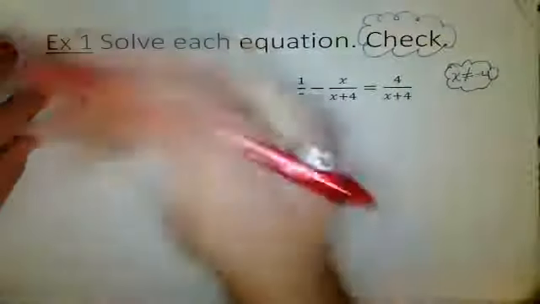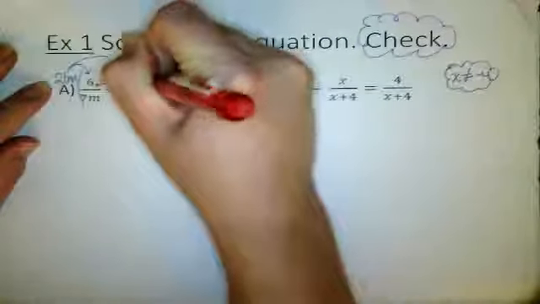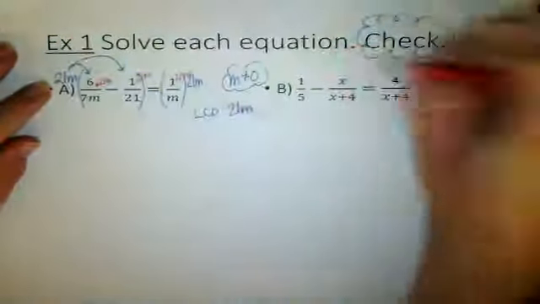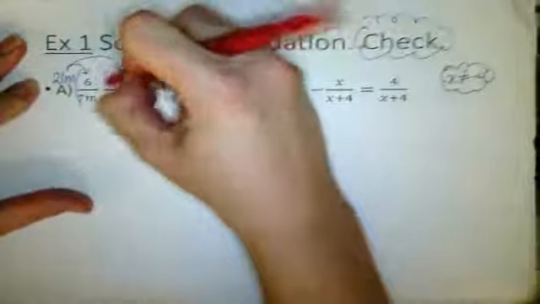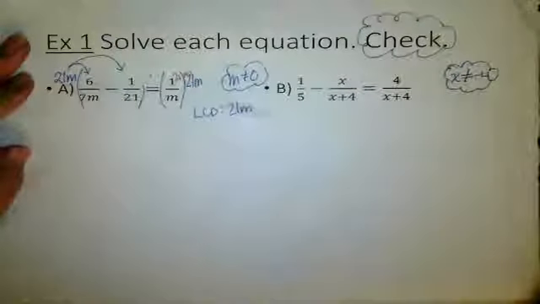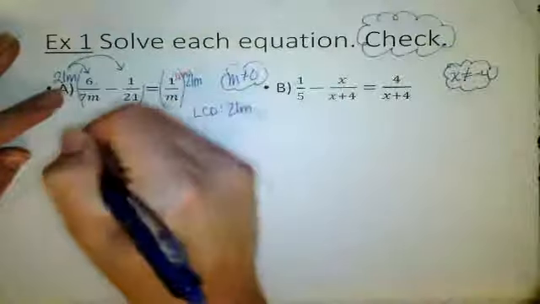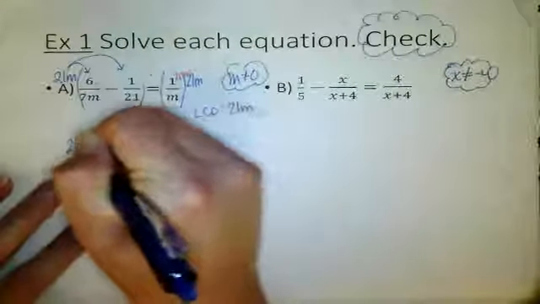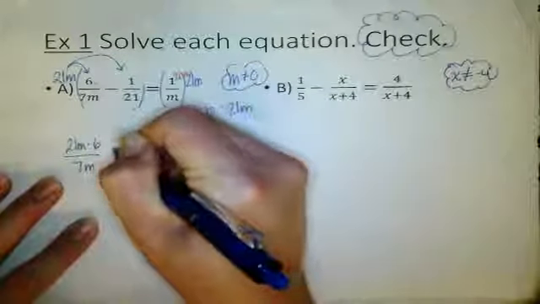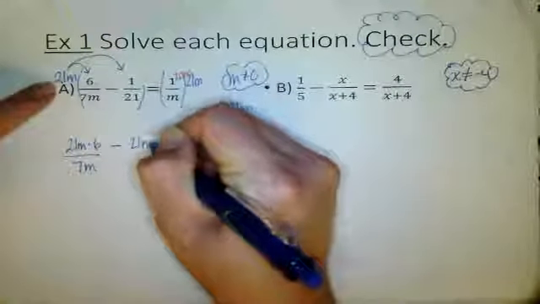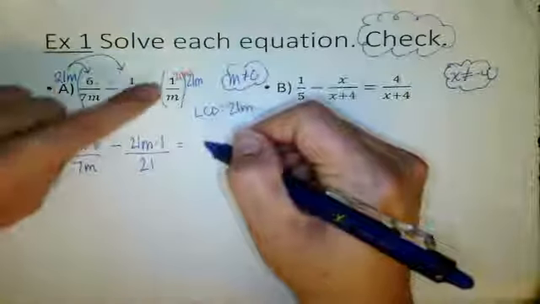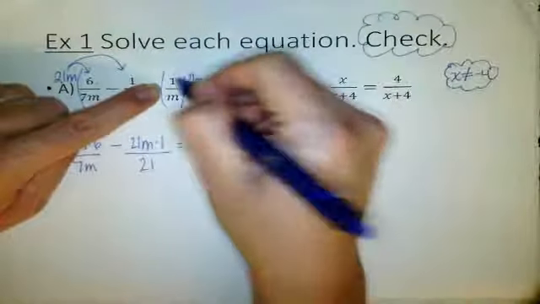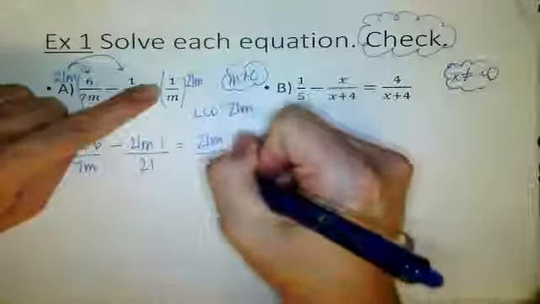So normally, if I were to do this, I would literally just multiply by 21m, 21m, 21m, and I'd smush it in on each term. Okay. But we're going to do that anyway. So that's the next step. So, whoops. I'm going to multiply, thank you, Brian. 21m times 6 over 7m minus 21m times the 1 over 21. And then over here, we have the 1 times the 21m over the m.